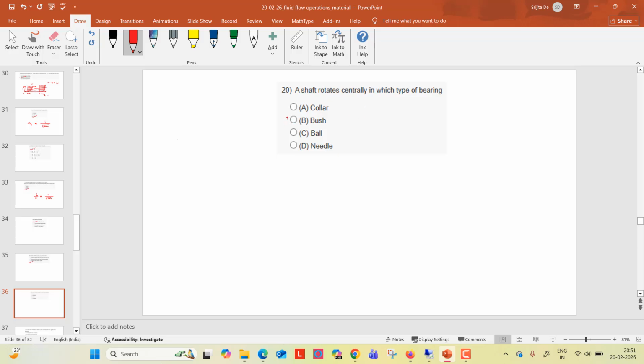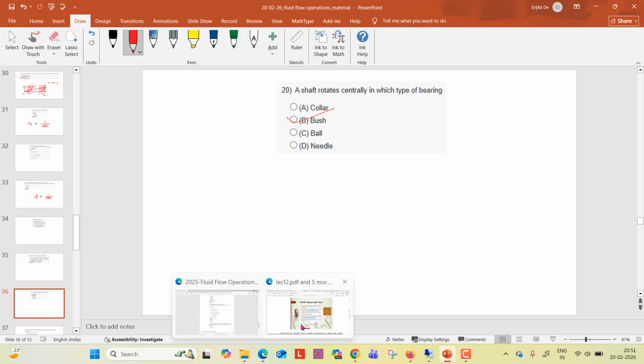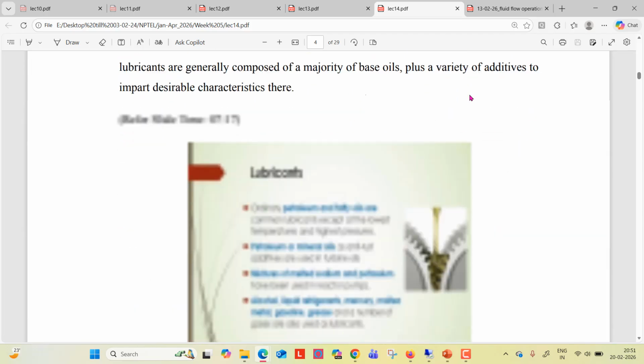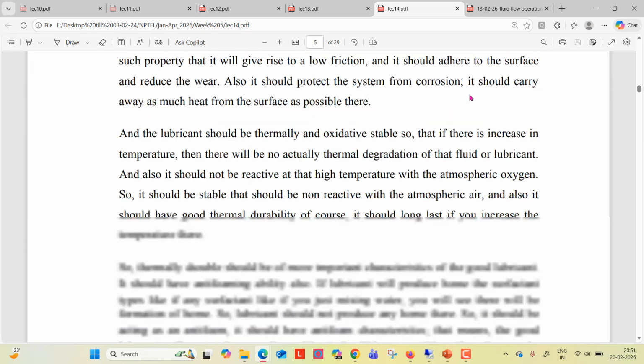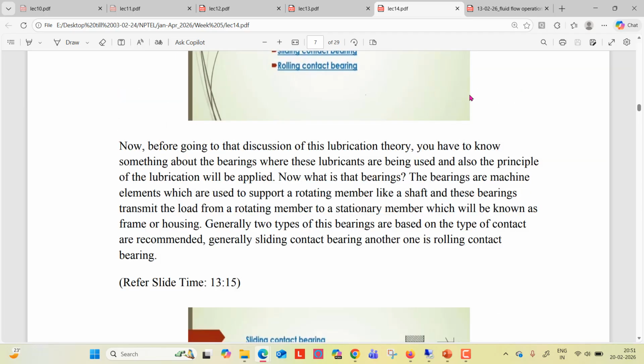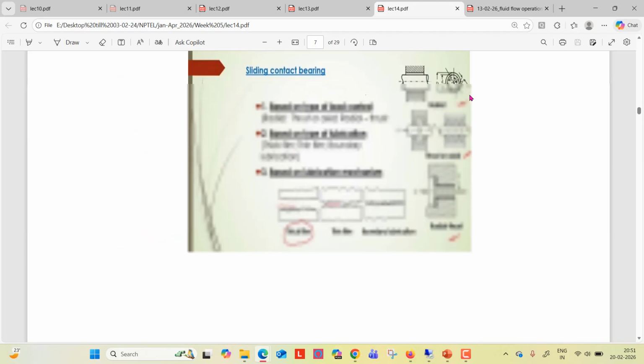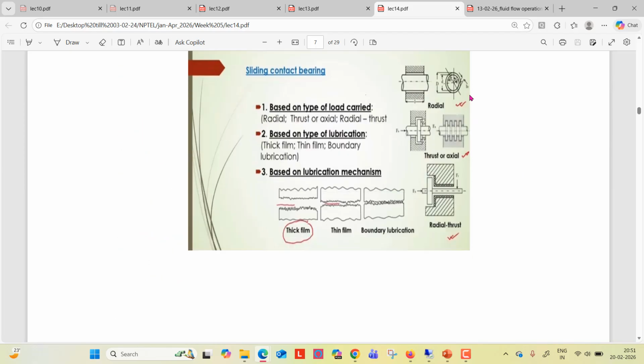If you find the lecture, I think it is in the last lecture. There are different types of bearings they are talking about. Bearings are machine elements which are used to support a rotating member or a shaft. There are three types of bearings based on the type of load carried: radial bearing, thrust or axial bearing. Then comes the lubrication type: thick film, thin film, boundary lubrication bearing, based on the lubrication mechanism.